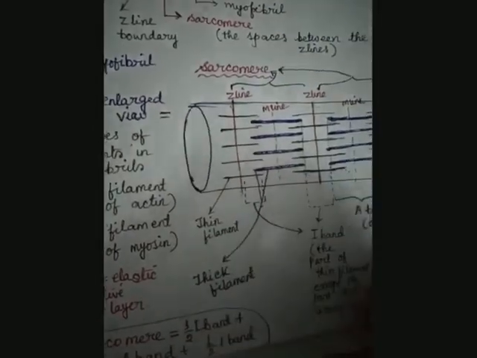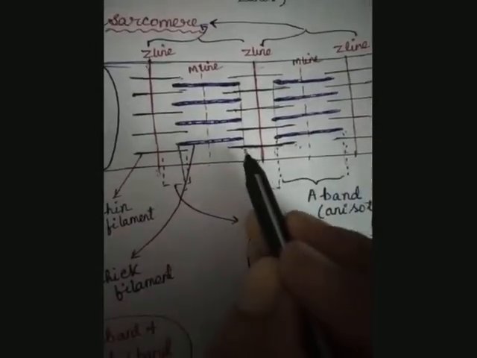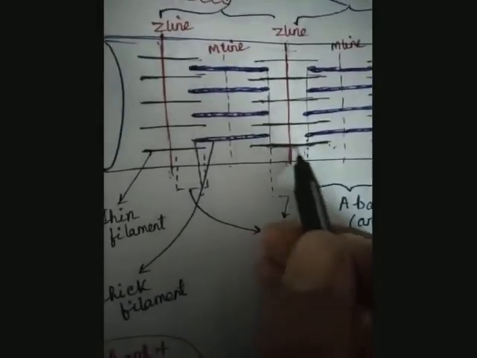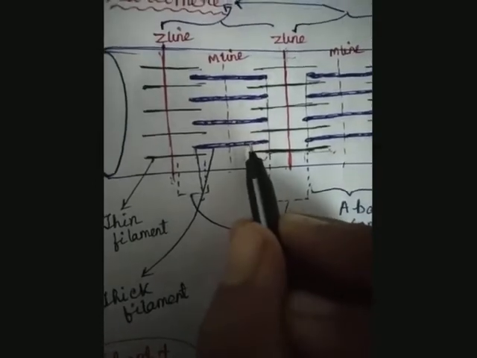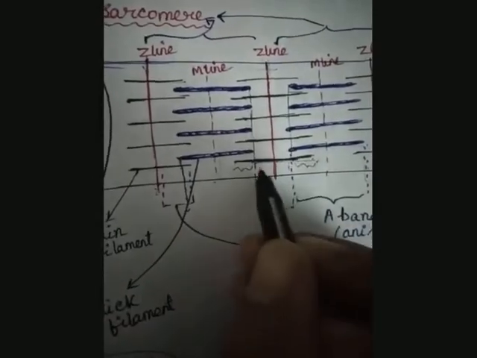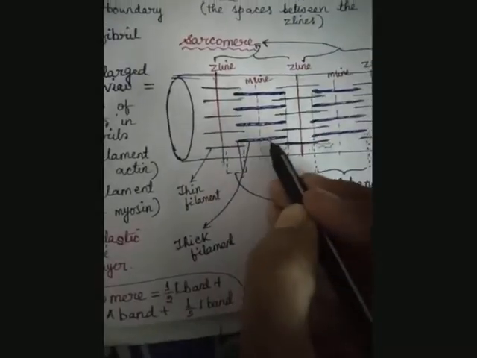Okay. Just keep in mind that I band means not the full region of the thin filament. Only this region only. Means the part that is incorporated into the thick filament region, this is the total thin filament, but this part is incorporated into the thick filament region. This one also. So except these two parts, only this middle portion is called I band. That means within a sarcomere, what is there? Half I band, again half I band and the full A band.